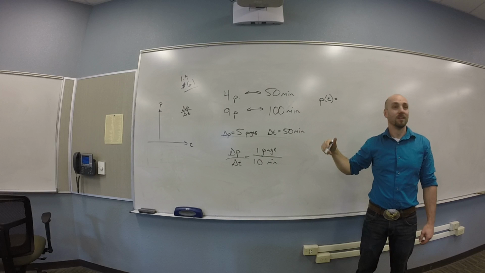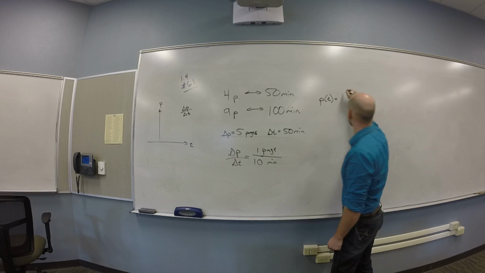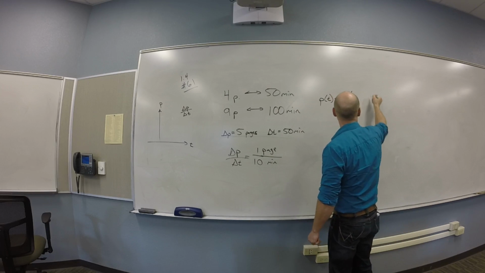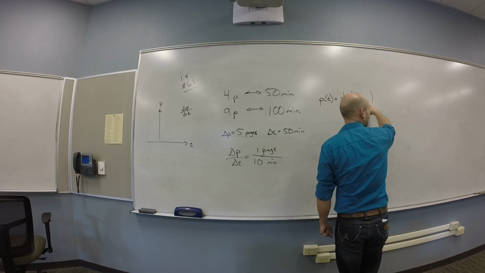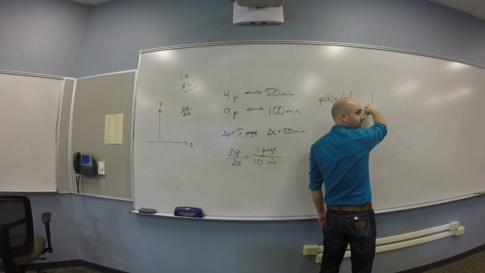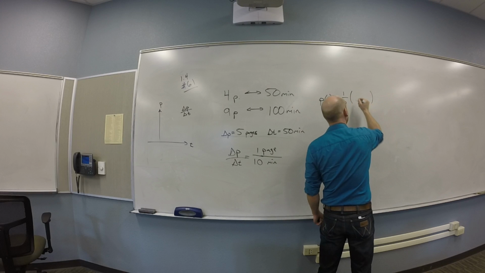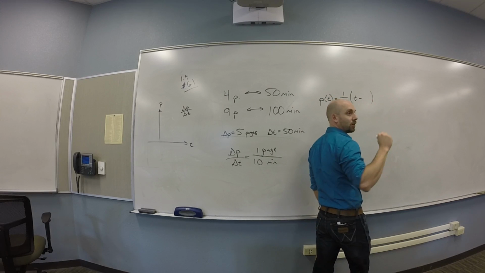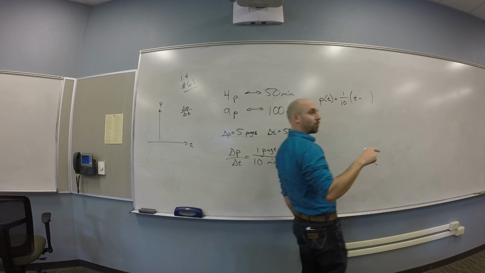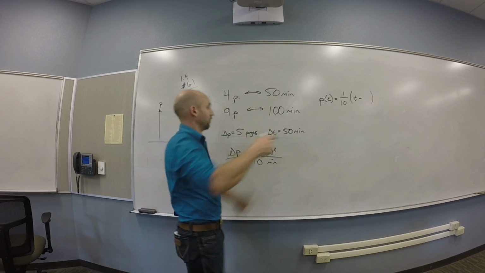So what was your slope? 1/10. And then what goes in here? x minus x1, so just T, minus one of the inputs you know about. So what's one of the inputs you know about? 50.